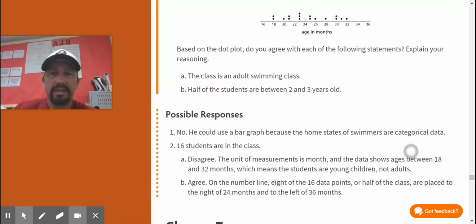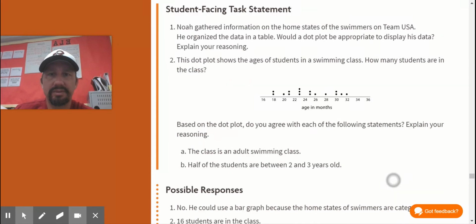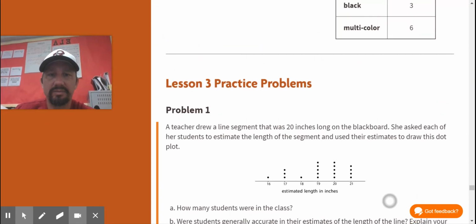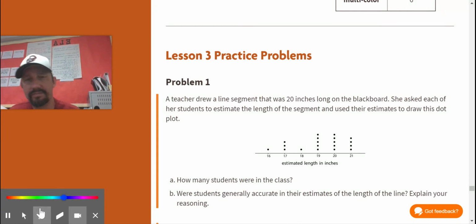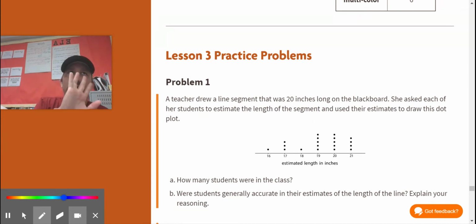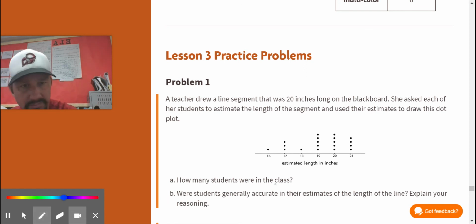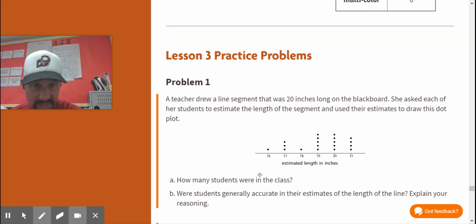All right. Lastly, here we go. Okay, so the teacher goes up on the board, draws a line segment that's 20 inches long, and says, guys, how long do you think that is in inches? And takes everyone's answer. Boom, boom, boom, boom, boom. Does a dot plot. So how many students were in the class? How are you going to figure that out? You're going to count the number of dots, right?